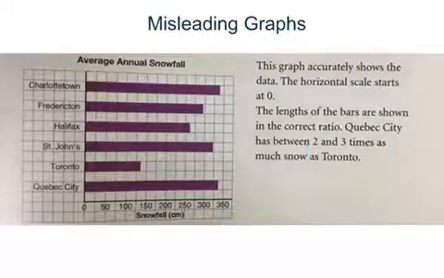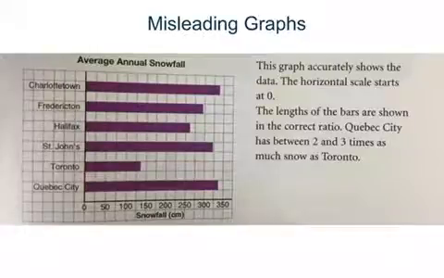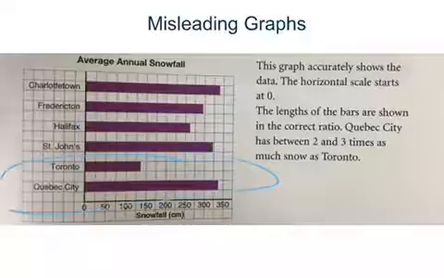Now in this graph, the bars are displayed a little bit differently, even though it's the same information. So take a minute and look, why do Toronto and Quebec City look closer to the amount of snowfall than they did on the last graph?